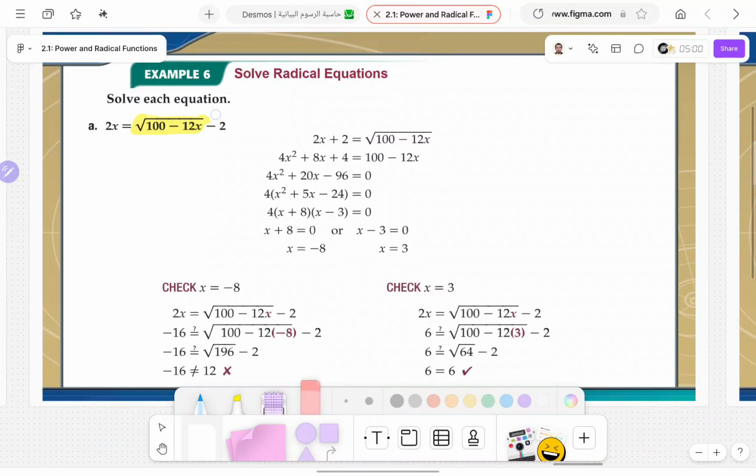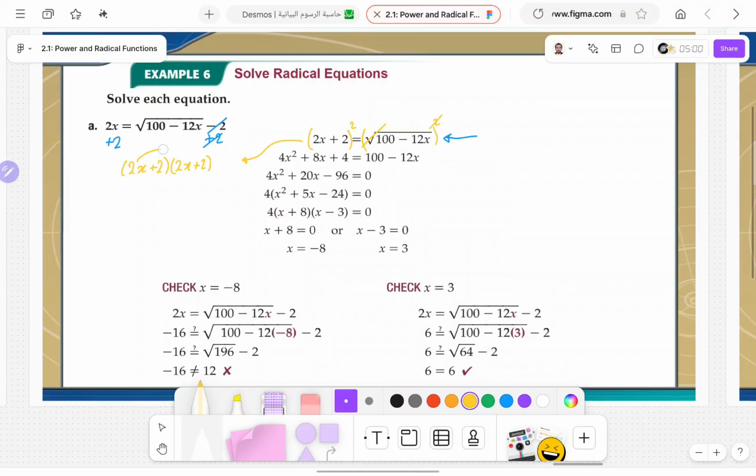So this is what I did here. I have -2, so I have to move -2 to the other side. So +2 for both sides. We cancel these 2, so it becomes like this: 2x plus 2 equals this one. Now to cancel the square root, I have to square both sides. Square this and square this one here. Now I can cancel the square with the square root, so it becomes 100 minus 12x. And the left side can be simplified as 2 bracket 2x plus 2, and 2x plus 2, because you know that square means 2 brackets.